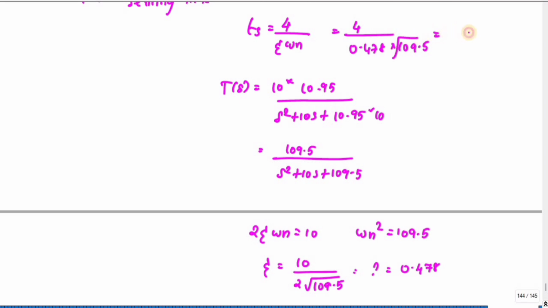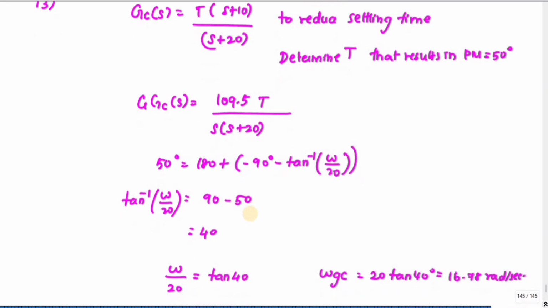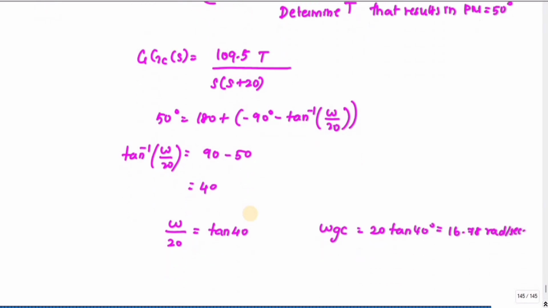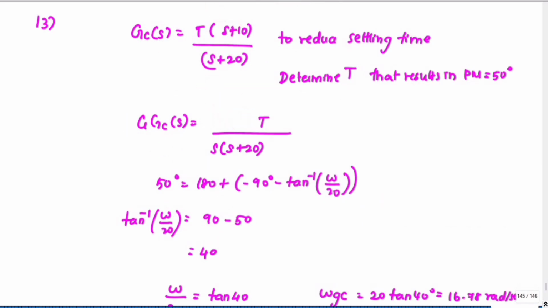So the next problem: they have given Gc(s) is equal to T into (s plus 10) divided by (s plus 20). To reduce the settling time, determine the T that results in a phase margin of 50. So if I multiply Gc with G, I will get 10T divided by s into (s plus 20). So the phase margin must be 50. So 50 is equal to 180 degree plus of minus 90 degree minus tan inverse of omega divided by 20. So on solving, tan inverse of omega divided by 20 is equal to 90 minus 50, that is equal to 40. So omega gc is equal to 20 into tan of 40 degree, that is equal to 16.78 radian per second.